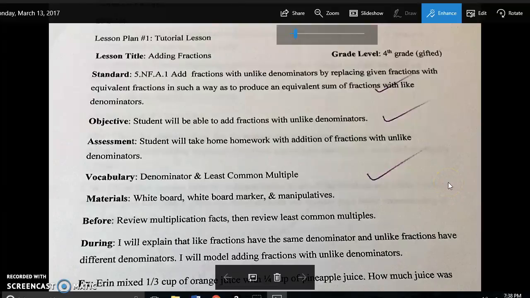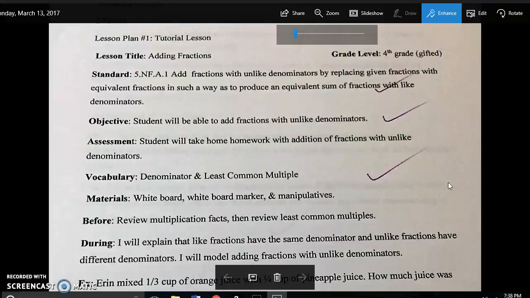My tutorial lesson was on adding fractions using unlike denominators, since that can be tricky when learning fractions. The student I taught is in 4th grade, and he is a gifted student, meaning that he is learning 5th grade math. So the objective I had was that he will be able to add fractions using unlike denominators.